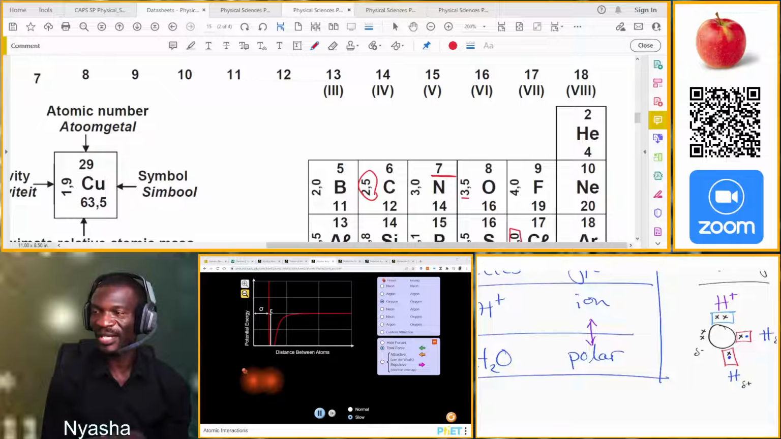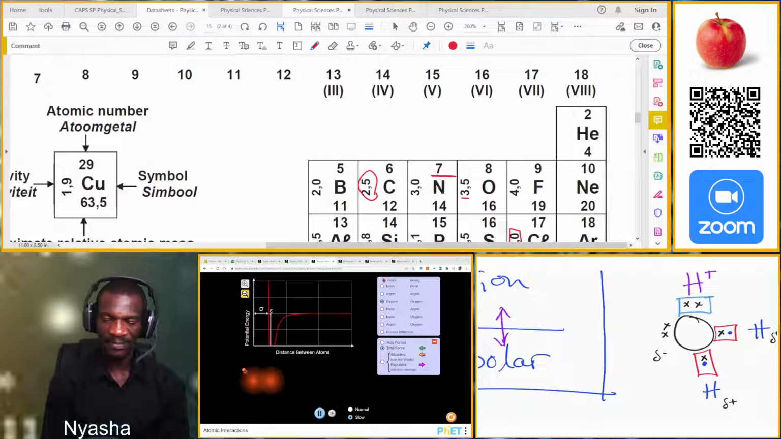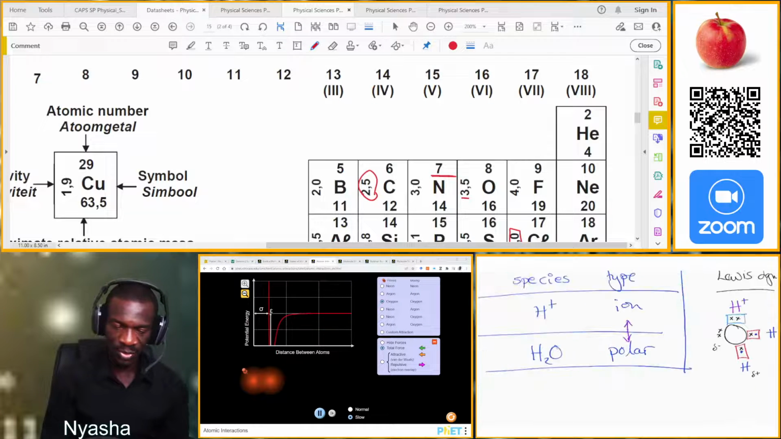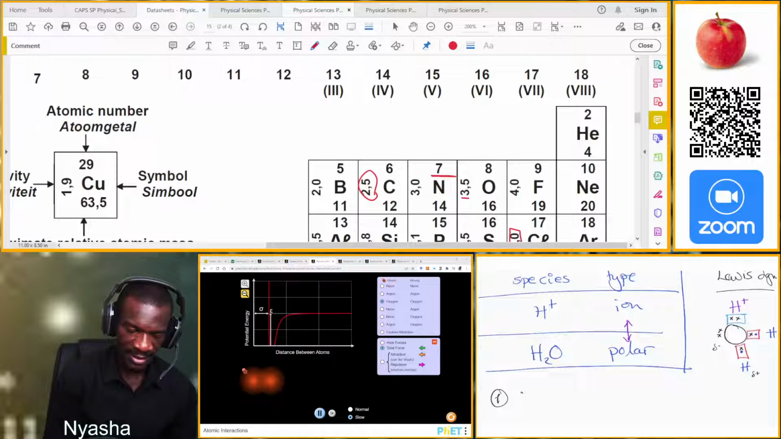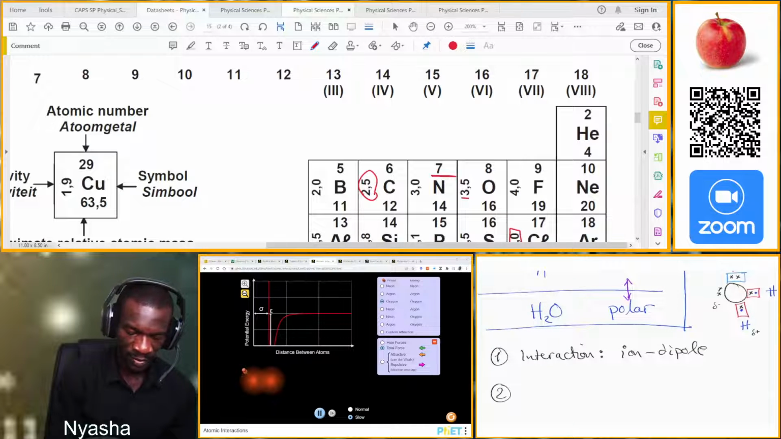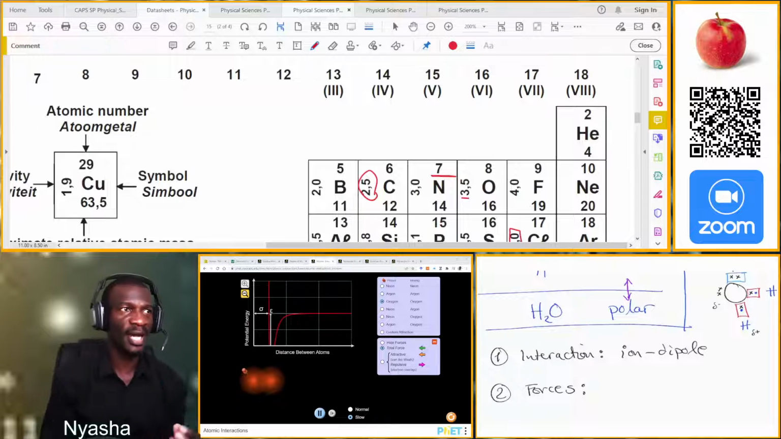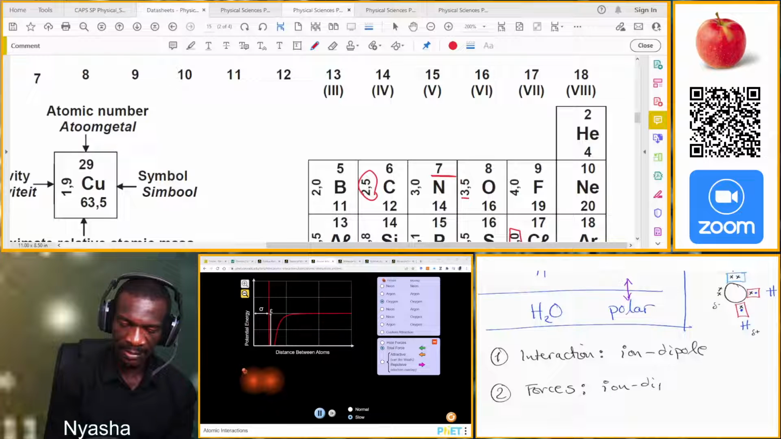We now have 2 electrons to form another H-O bond. So there are some things to think about. Number one, this interaction is an ion-dipole interaction. Number two, the force that pulls the hydrogen ion is the ion-dipole force.